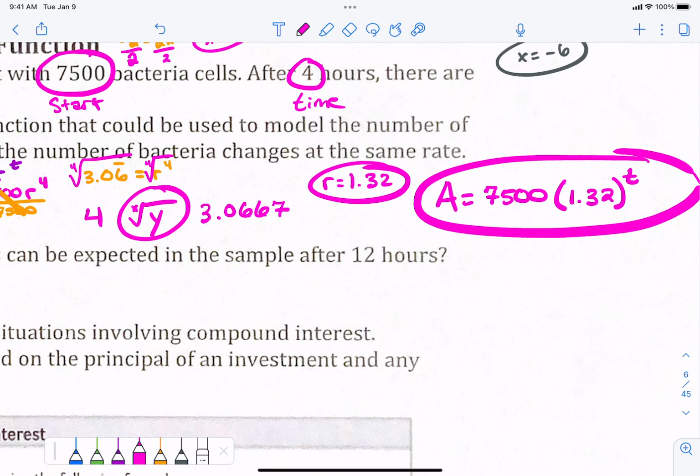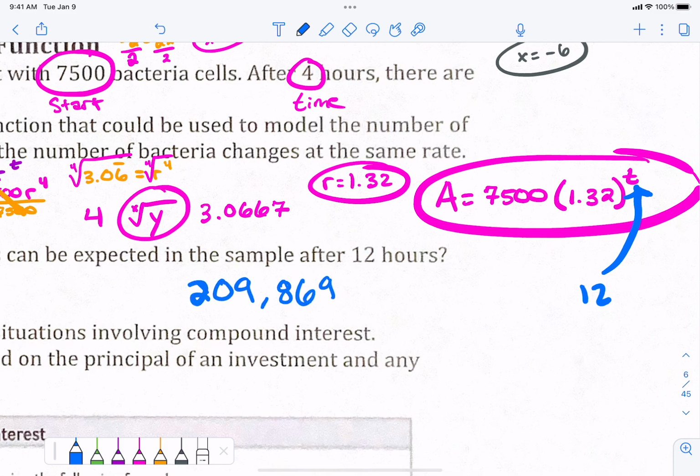This is what they want because in part B, they say, how much does it have after 12 hours? I can just plug 12 in here and get the after amount. Does that make sense? So we solve for R, we got R, and now we can use that to find A for any period of time. If we plug 12 in there, it's like 209 something.